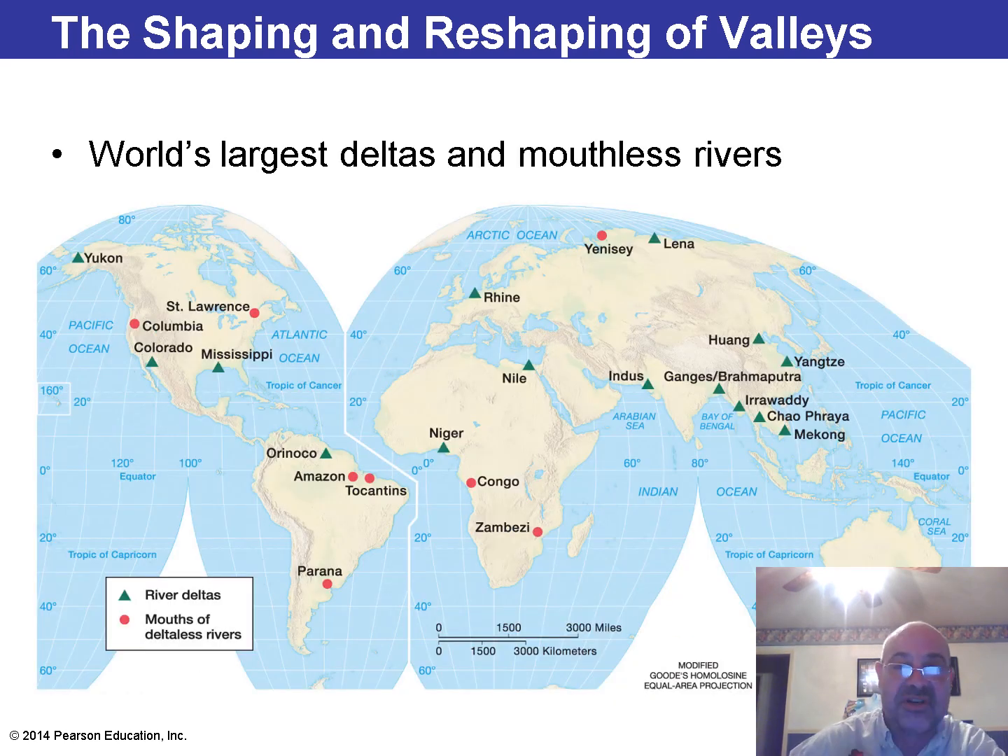All right, world's largest deltas and mouthless rivers. Okay, let's look at this real quick here. All of these red dots are the ones that do not have deltas. All the green triangles are the ones that do have deltas. Look at where they're located. How come the Amazon doesn't have a delta? It's a huge river. Okay, the Nile's got one, and it's a stream order of 1.